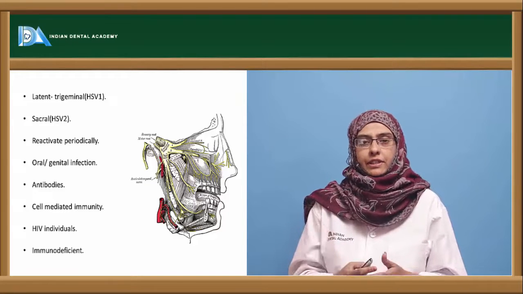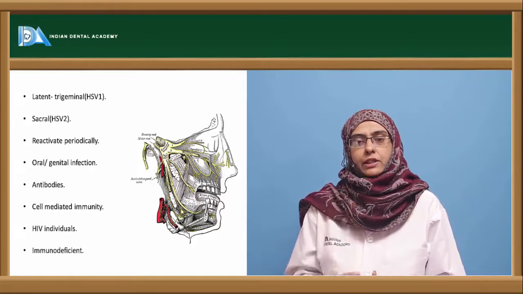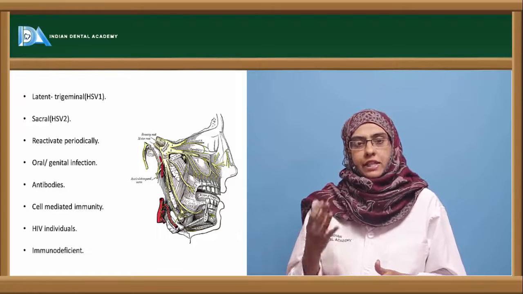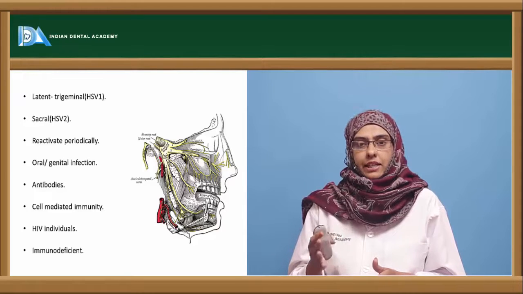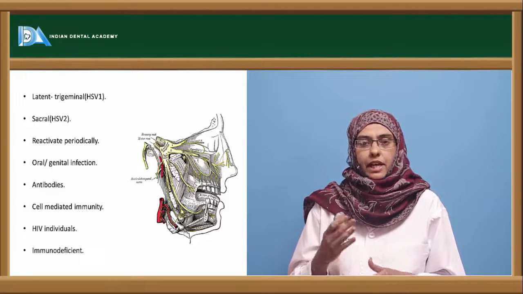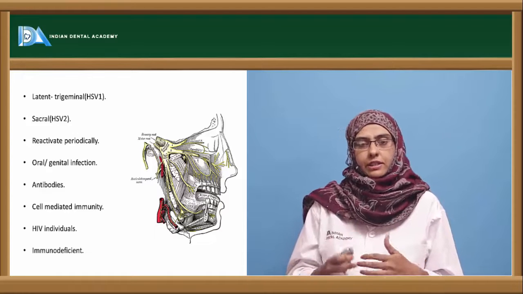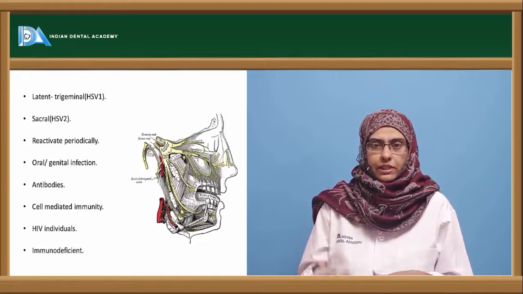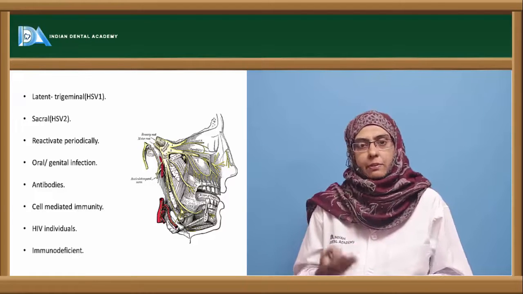In latent infection, the HSV1 organism has the ability to survive in the trigeminal nerves, and the HSV2 strain usually survives in the sacral nerves. Reactivation is usually seen periodically, where the organism becomes active and causes infection again, recognized as oral lesions or genital lesions depending upon the strain of the organism.